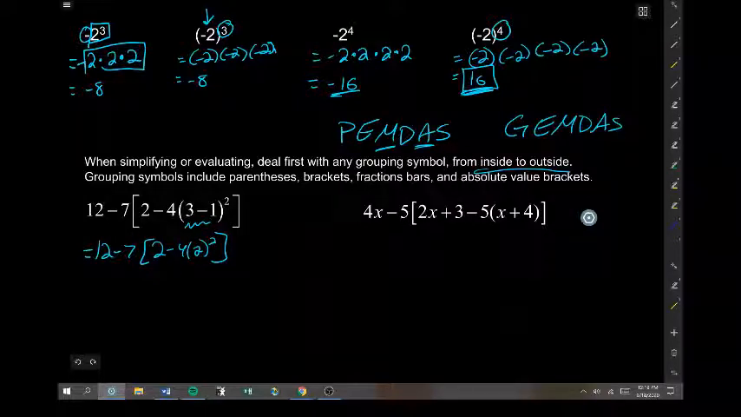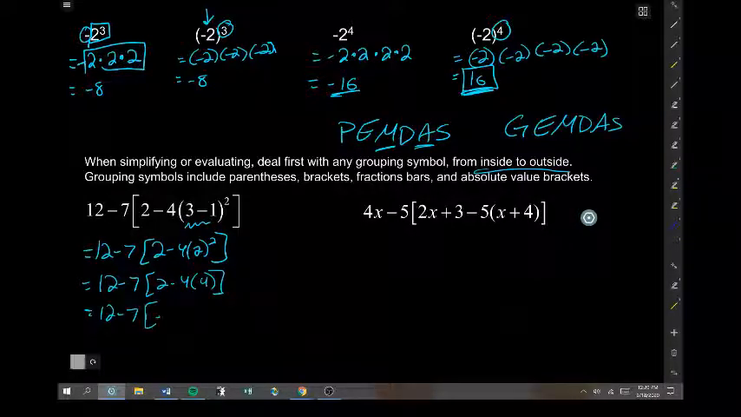Now that parenthesis has been simplified, and so next I'm looking at the bracket. When I'm looking inside this bracket, I ask the question, okay, what has to be done first? The first thing that has to be done inside the bracket is that power. So it becomes 12 minus 7 times [2 minus 4 times 4], because 2 squared is 4, which is 12 minus 7 times [2 minus 16]. So it's 12 minus 7 times -14.